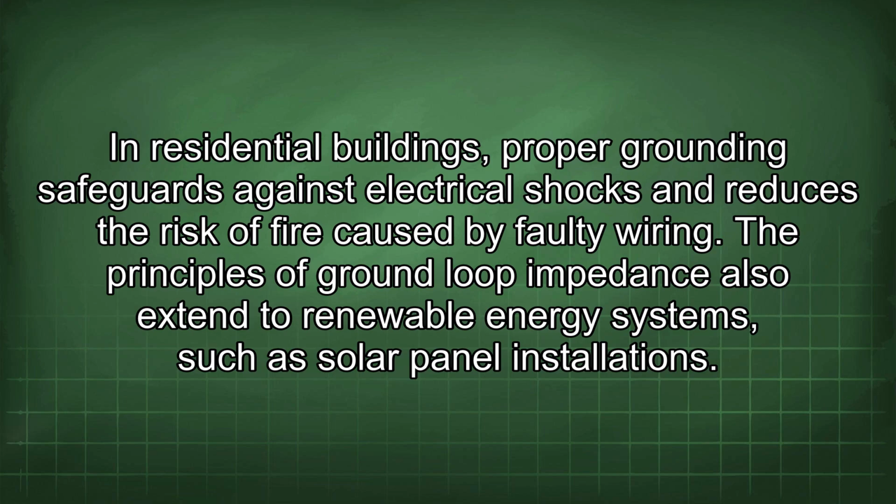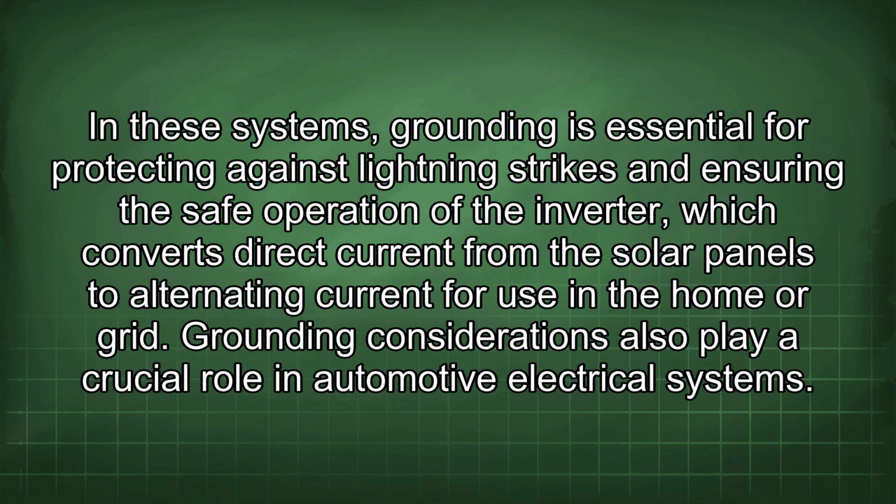The principles of ground loop impedance also extend to renewable energy systems, such as solar panel installations. In these systems, grounding is essential for protecting against lightning strikes and ensuring the safe operation of the inverter, which converts direct current from the solar panels to alternating current for use in the home or grid.